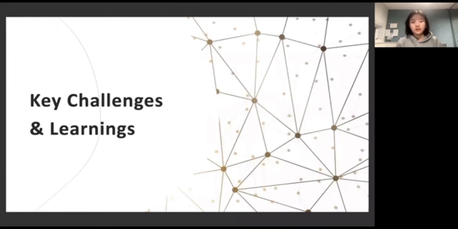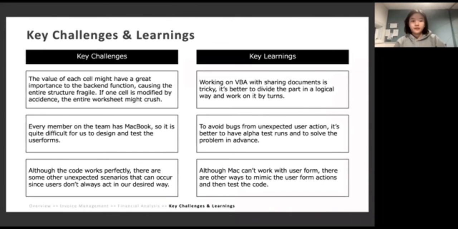And finally, I'll introduce you the key challenges and learnings. So the first key challenge we have met is that the value of each cell might have a great importance to the backend logic of the whole functions. And if you modify one cell accidentally, it might destroy the whole structure of the backend functions and cause a lot of bugs. So the entire structure is actually very fragile.